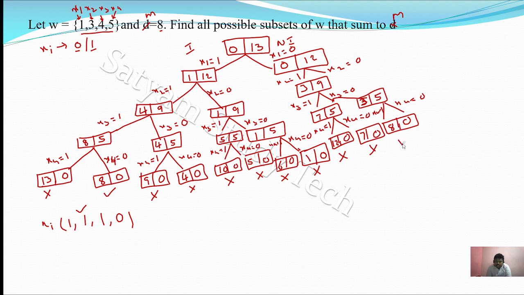So here you can see this is another solution. So x4 is not included, that means here it is 3. So x4 value is 5. 5 minus 5, that is 0. So it is not a solution.